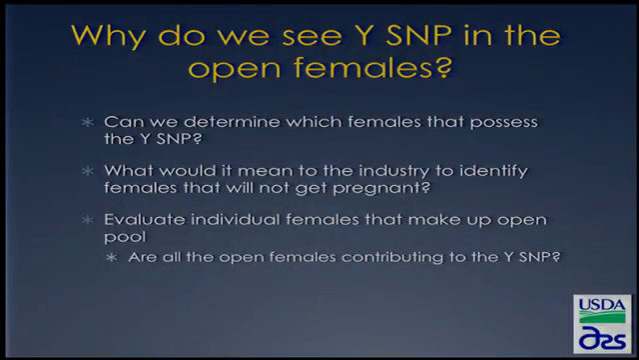So the first thing we want to determine is why are we seeing these Y SNPs? Can we determine which females possess the SNP? And of course, what would it mean to the industry if we could identify females right away before breeding that are not going to get pregnant? So you can automatically put them into the feedlot instead of spending time on them to get pregnant. So what we did was we wanted to evaluate individual females that make up the open pools.